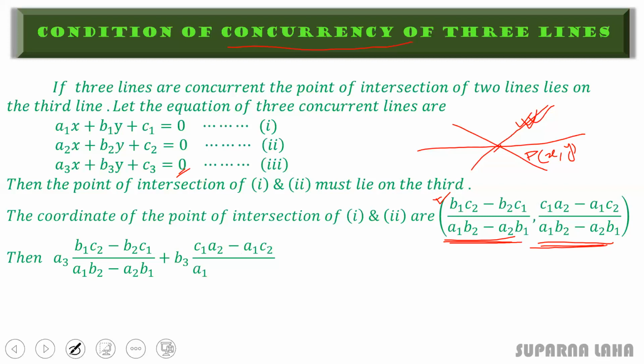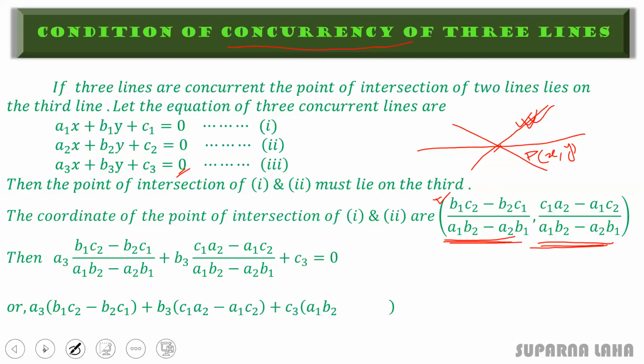Okay, plus C3 equals 0. So this is the condition, and let us simplify it. Let us take this LCM. So you will find A3 into (B1 C2 minus B2 C1) plus B3 into (C1 A2 minus A1 C2) plus C3 into (A1 B2 minus A2 B1) equals 0. So this is the condition for the concurrency of three lines.